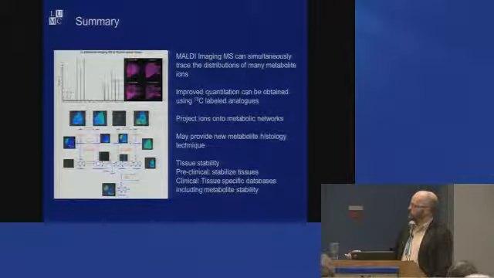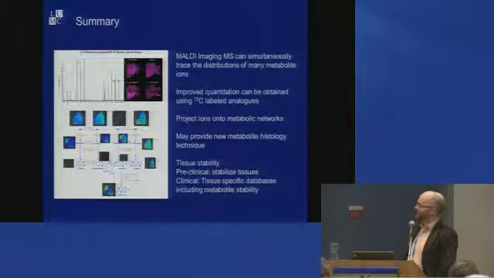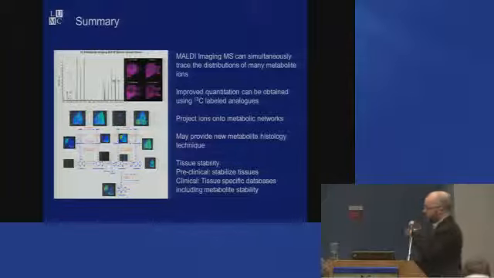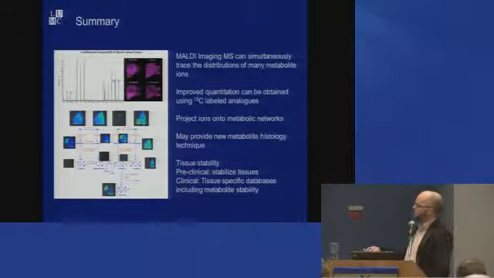Challenges: tissue stability. This is less of a problem for ourselves, because in the hospital we use something which is colloquially termed the Jägermeister method. The Jägermeister method means everything is kept on ice. Preclinical work, you can use stabilized tissues. And one of the things I've also been thinking about is setting up tissue-specific databases, including metabolite stability.